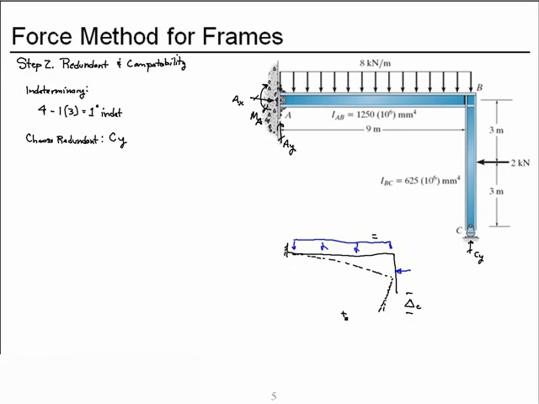Then we'll superimpose that with our same primary structure, and we'll take reaction CY and multiply it times the effect of a unit force applied vertically at C, our unit redundant. This will give me a different deflected shape.